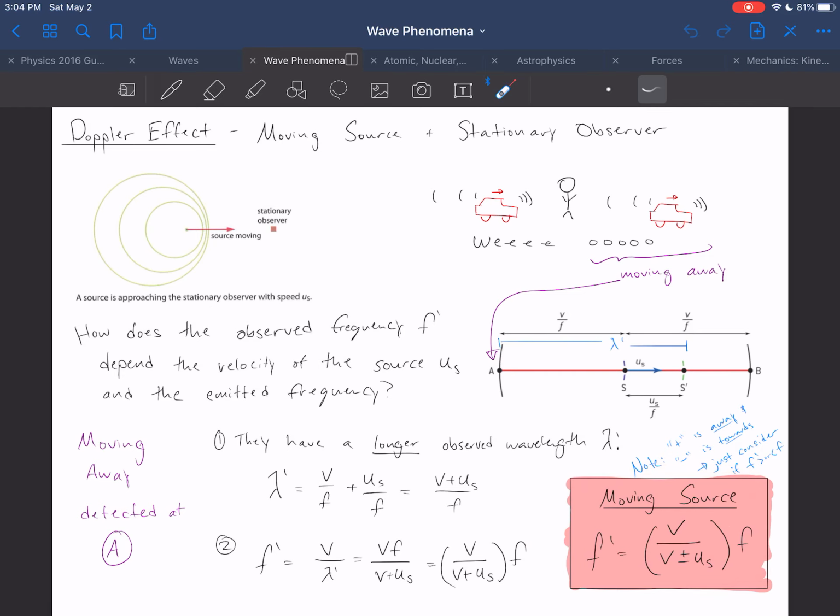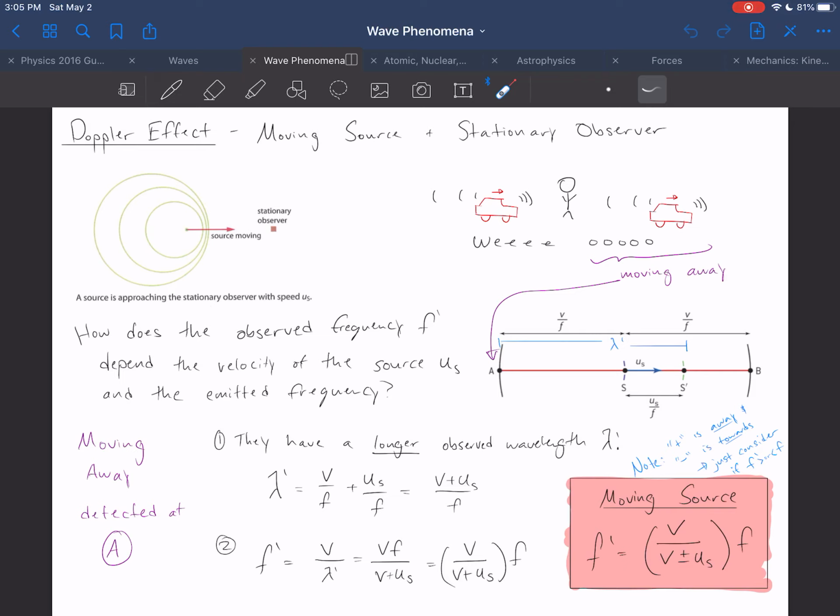So the detected frequency f prime is equal to v divided by v plus or minus u sub s times f. And that plus or minus is plus for away and minus for towards. However, I strongly recommend that you not try to memorize which is plus or minus. I think that is a fool's errand for reasons we will see later. Instead, know that the formula is in your data booklet, and know that you can always think about whether it should be higher pitch or lower pitch.